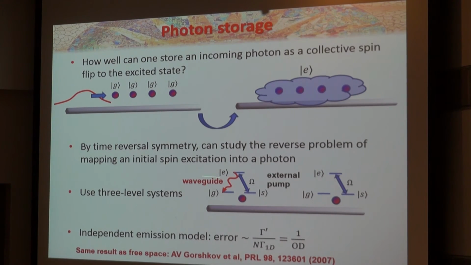And whether you have 2-level atoms or 3-level atoms, within the independent emission model, the error of that process is going to be gamma prime, the single atom emission rate into free space, divided by the collective emission into the fiber. So gamma prime over n times gamma 1D. And that essentially defines the optical depth for this nanofiber system. So that's the limit that I'm trying to beat.